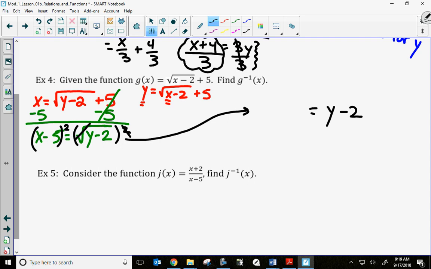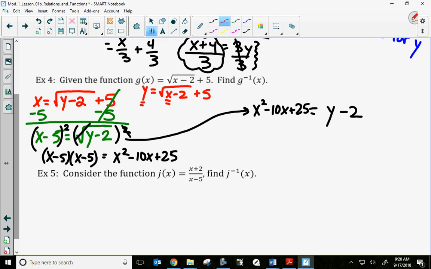That is not x squared minus 5 squared. That's not x squared minus 25. You actually have to take x minus 5 and multiply it times itself, x minus 5. All right? And if I do that, I'll get x squared minus 10x plus 25. Okay? So I have x squared minus 10x plus 25. What's the last thing I need to do to get my y alone? I need to add 2.